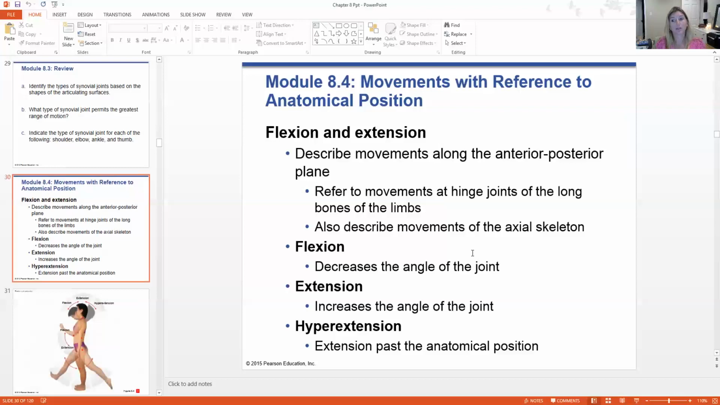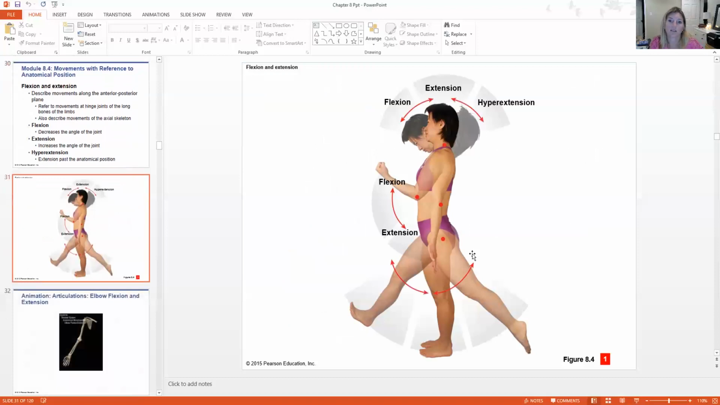Hyperextension is then when you go beyond anatomical position. So like doing some type of like Superman where you're pushing your arms backwards and sticking your chest forward. That is hyperextension. Sticking your neck back, hyperextension. This lady is nice enough to demonstrate all of these movements for us. Flexion, extension. Flexion, you're bringing everything in.